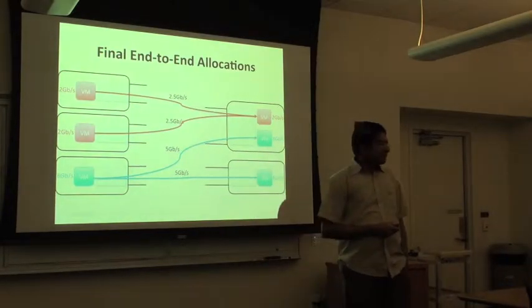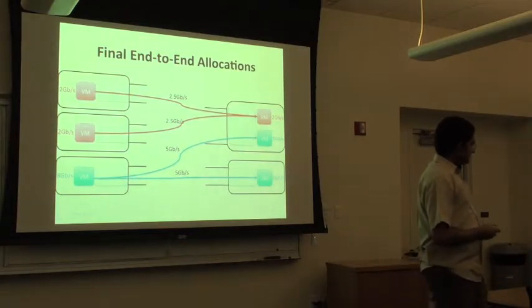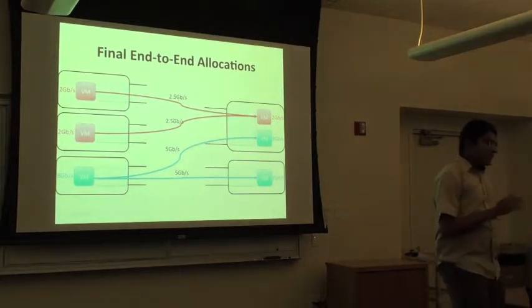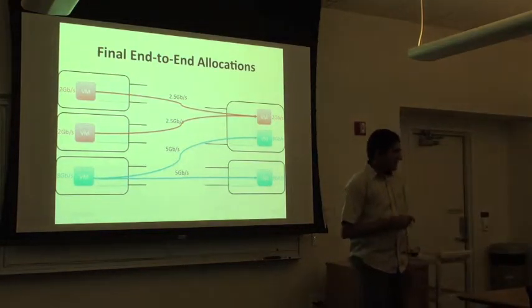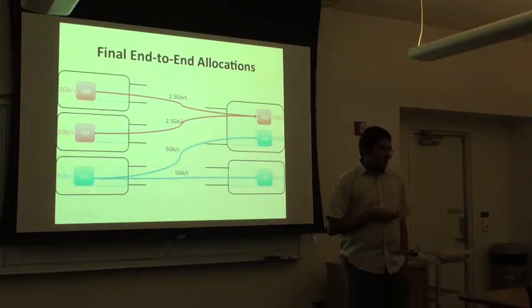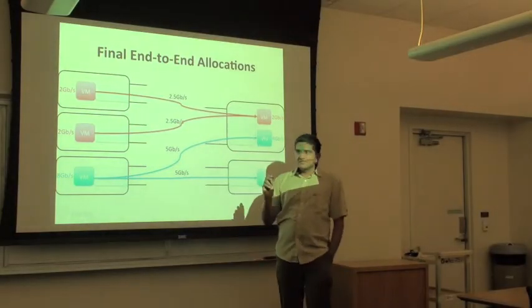So question, yes. Why do you do 50-50 rather than proportional allocation? You can do proportional allocation as well. This is just an example. Okay. So, any questions so far?